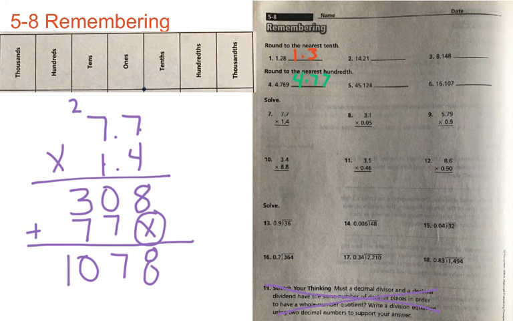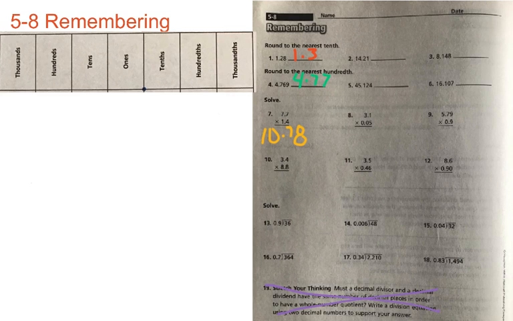Now I have to identify where my decimal belongs in my answer. I go up to my original problem and I count all of the numbers within the problem that follow the decimal. I have 1 here and 1 here, so I have 2 numbers that follow the decimal. That means I need to shift my decimal 2 places to the left. So we start at the end of our number and shift 2 places, and my answer is 10 and 78 hundredths, or 10.78.